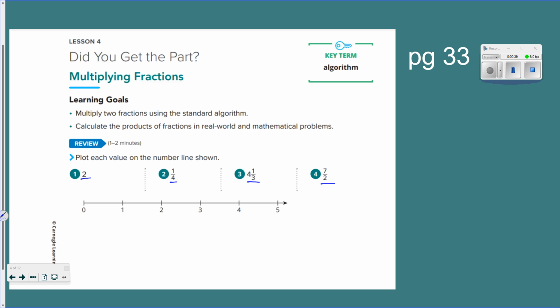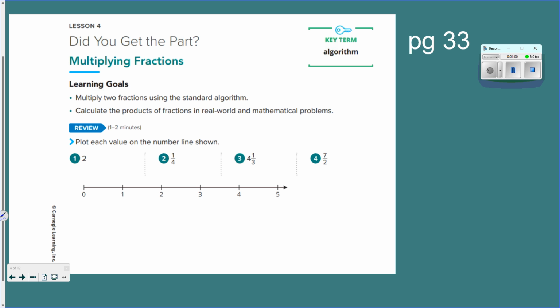For example, if I had 2 and 1/3, I would go between 2 and 3, divide it into 3 sections, and I know the first one is 2 and 1/3. Make sense? All right, guys, you have about 2 minutes to get those done.